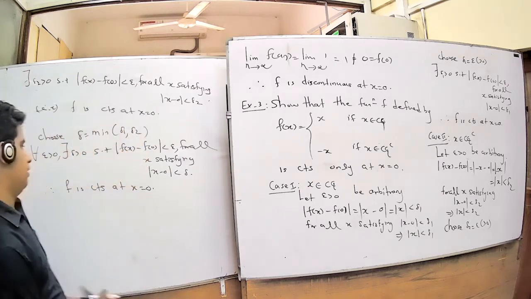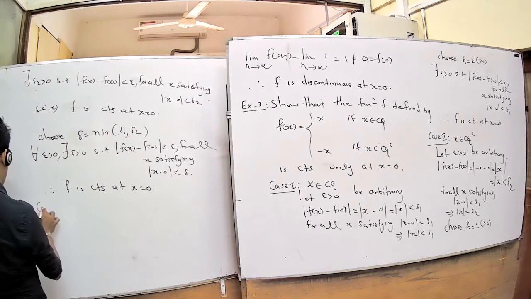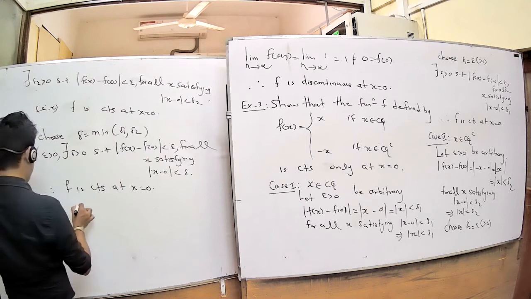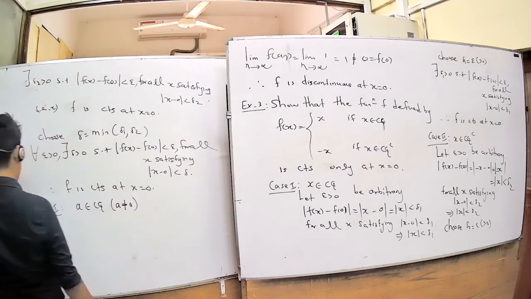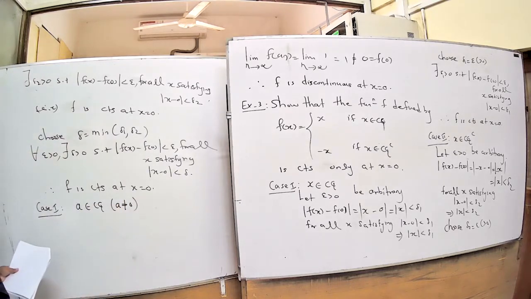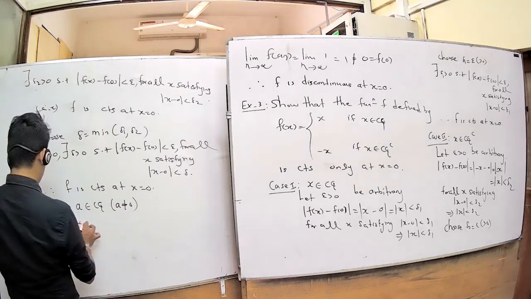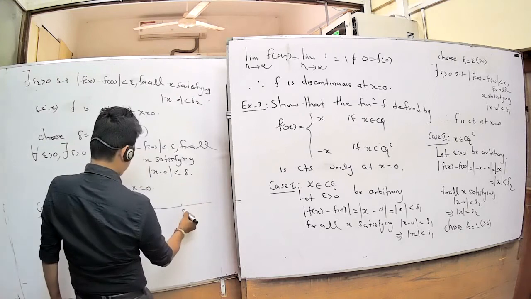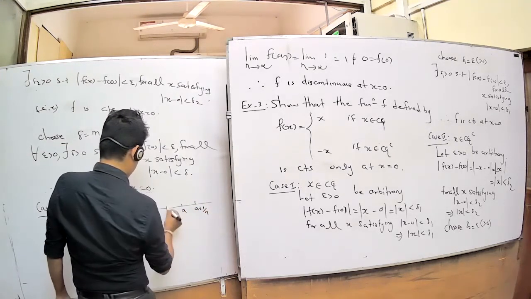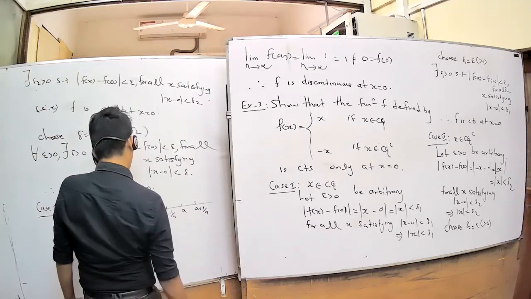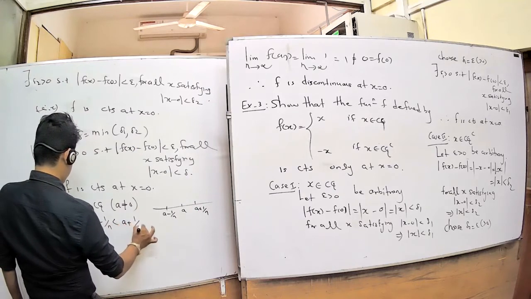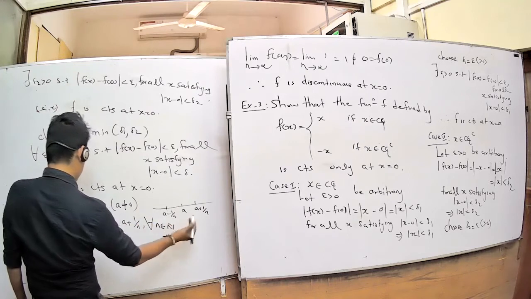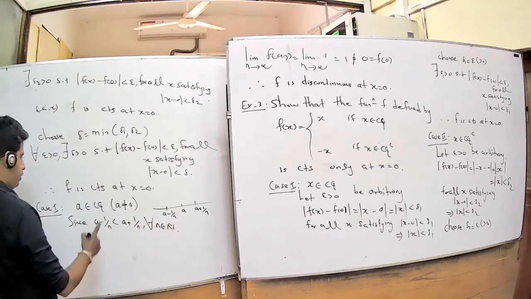Now, to take another case, case 1, that is, suppose you take one of the elements a belonging to the irrational numbers, but a not equal to 0. Then you take the points a plus 1 over n and a minus 1 over n. Obviously these values exist for all n belonging to natural numbers. This condition should hold for n belonging to natural numbers.